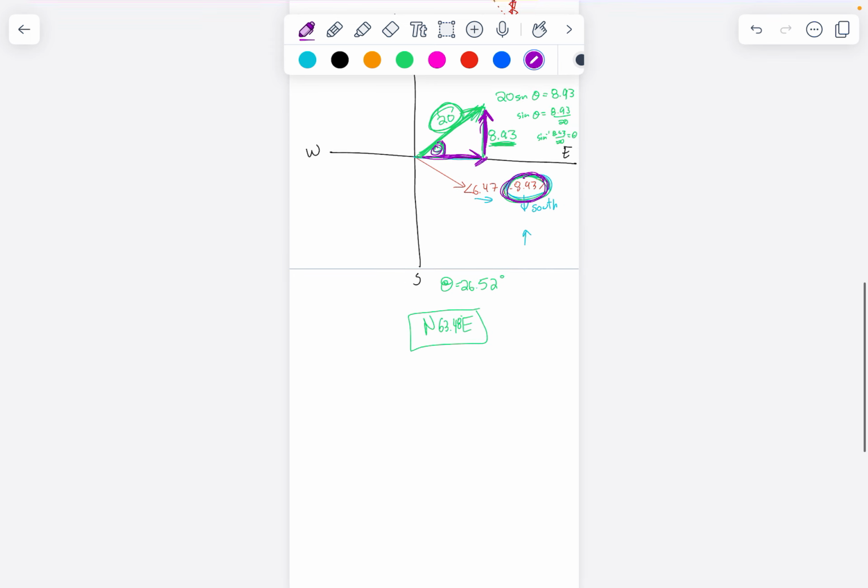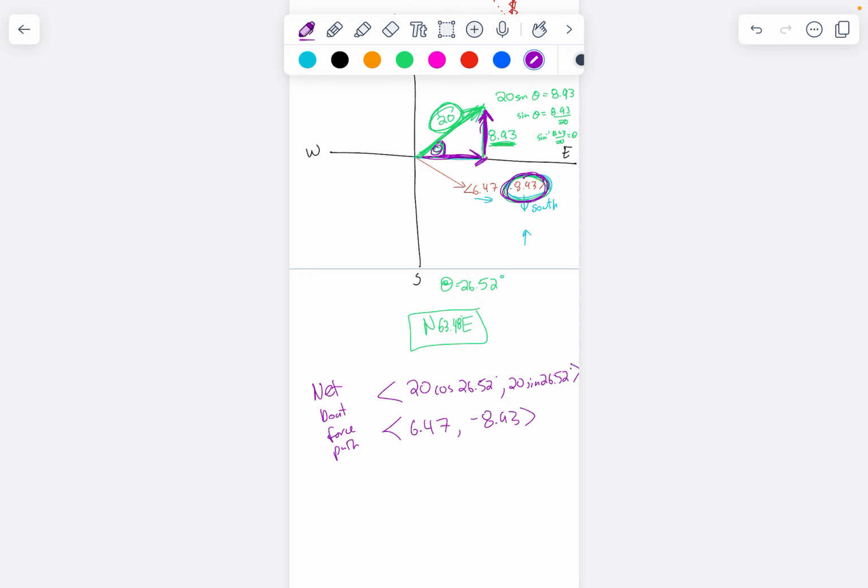So say I want to add up and know exactly what my boat's going to do, the net boat force once I've picked my direction. Well, we have, of course, 20 cosine 26.52, comma, 20 sine of 26.52. That's just from the boat. And then we add that to the dolphins and the moons and stuff, negative 8.93.